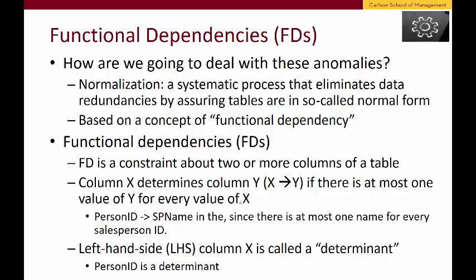Okay, for example, person ID functionally defines the salesperson name, or salesperson name is functionally dependent on, or determined by, the person ID. So the person ID determines, or is the determinant of, SP name. It's all a mouthful, but it's very simple, since there is at most one name associated with a salesperson ID, which is ultimately the definition of the primary key.